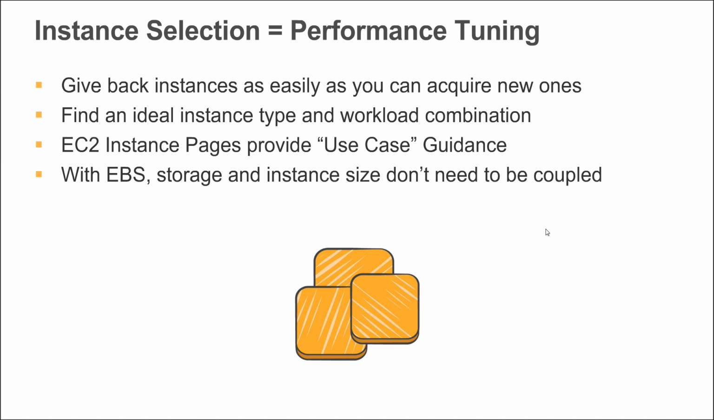Instance selection and application tuning, they really go hand in hand, and it's a great way to understand the scaling characteristics of your application. Now, if you don't know where to start, the EC2 documentation actually provides a list of workloads that are really well suited for each family. Once you've narrowed that down to that specific family, you'll need to start to consider the size of the instance that you need.